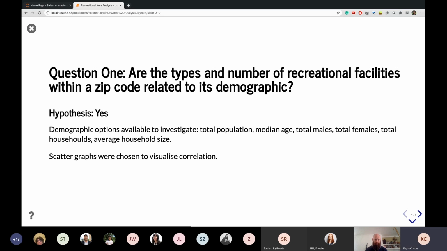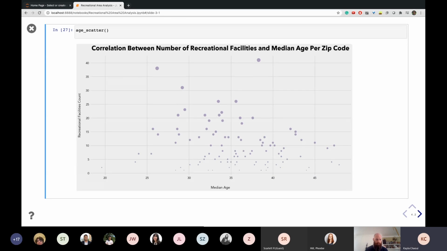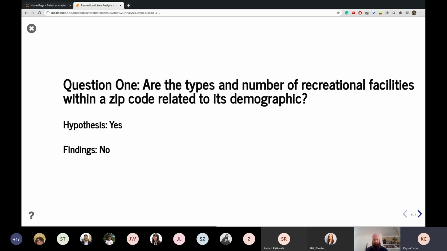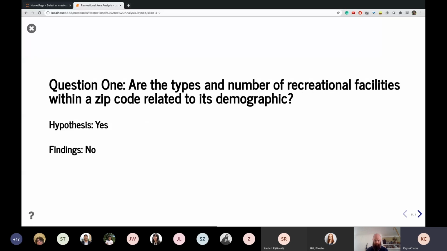The demographic data available for use are displayed on the screen. I created a variety of scatter plots where I either plotted the total number of recreational facilities or the number of a specific facility type against the demographic data. One example is this, number of recreational facilities against median age. Other than population, and thus the number of households, unfortunately there was no significant correlation between demographic information and the number of facilities within a zip code, which was a bit disappointing.